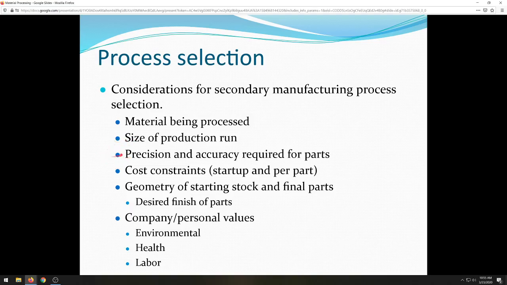But then after that, okay, now we've got some options. We've whittled things down based on our material and then our accuracy that we need and the amount that we need to make. Now what are our cost constraints here? So what's cheap enough that we can get away with making these parts at a nice low cost but still make a little bit of profit?